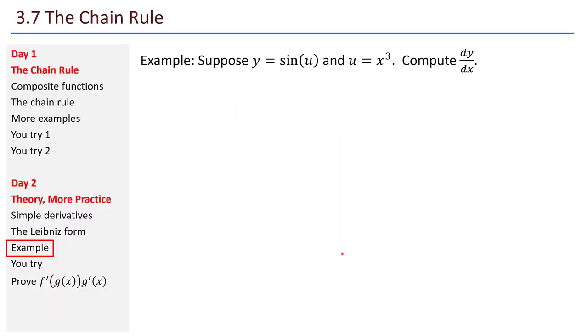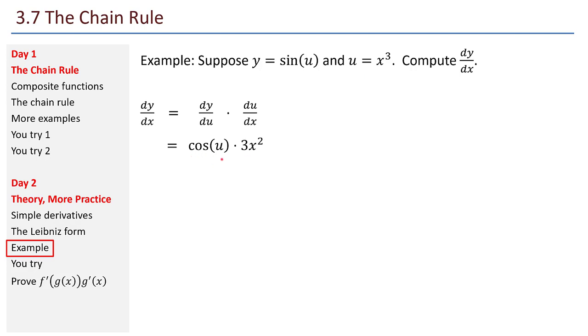All right, so let's see how we actually use this idea in computation. Example, suppose y equals sine of u and u equals x cubed. Compute dy/dx. So here's our formula, the Leibniz form of the chain rule, dy/dx equals dy/du times du/dx. Let's just take each function individually and take its derivative. The derivative of y with respect to u, where u is the variable, that's just simply cosine u. And the derivative of u with respect to x is just 3x squared.